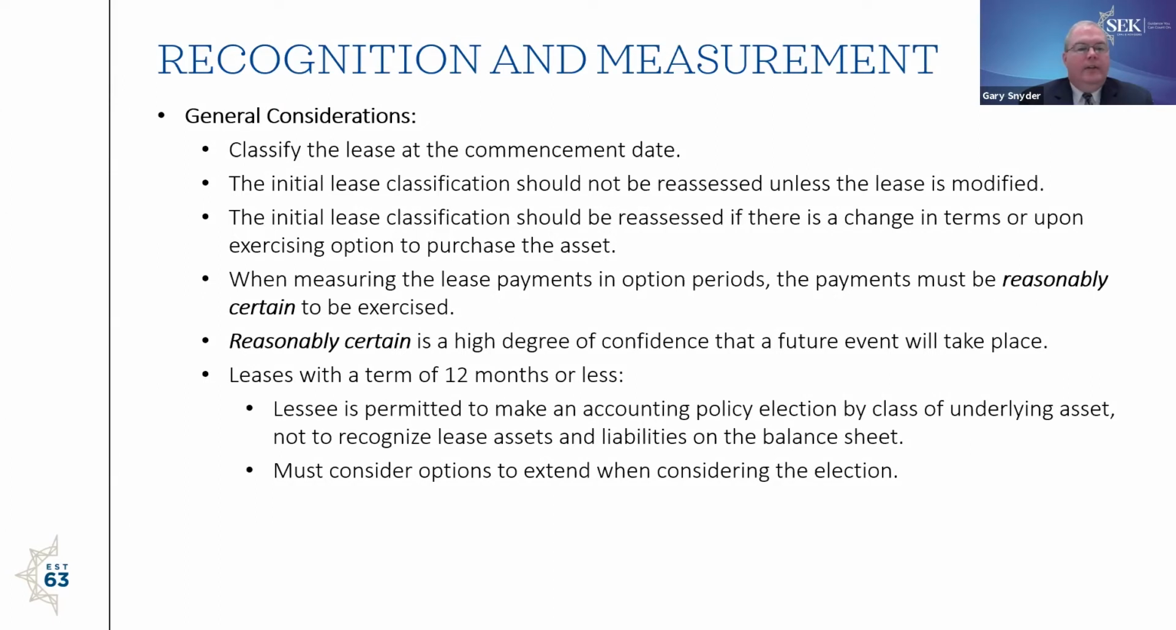initial lease classification. So when you are measuring lease payments in option periods, the payments must be reasonably certain to be exercised. Reasonably certain is highlighted there because it is a high degree of confidence that a future event will take place. So if you have a lease that has options within it, like a renewal lease that has 3 options, and you feel that you're not going to use those options, you have a reasonably certain you're not going to use those options, you would not include those options in your calculations for your lease payment obligation.